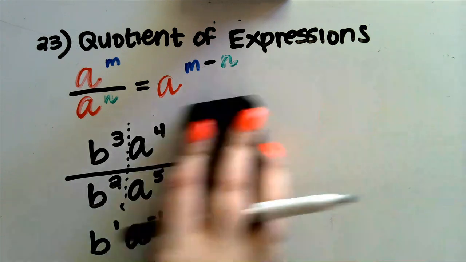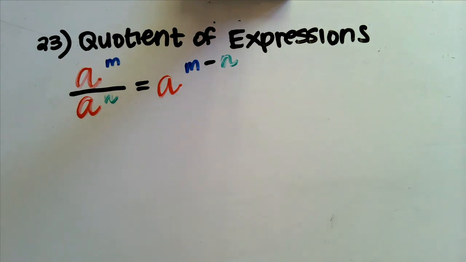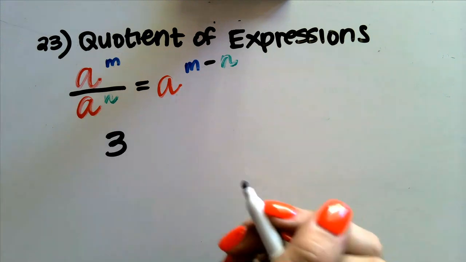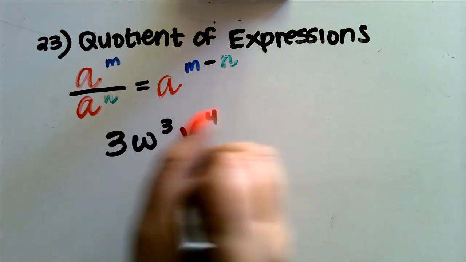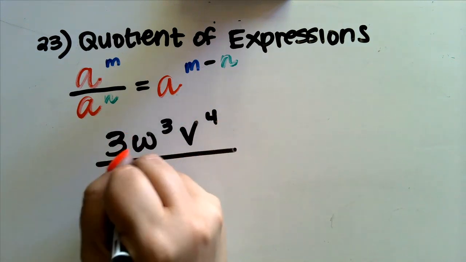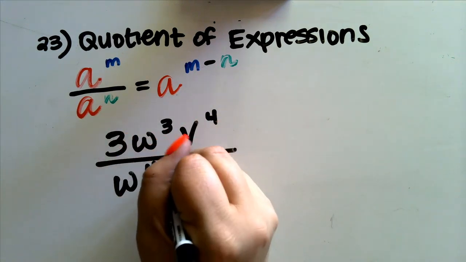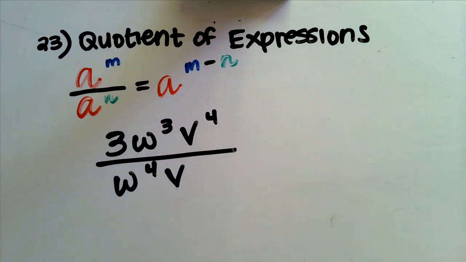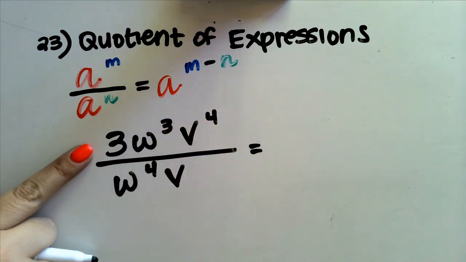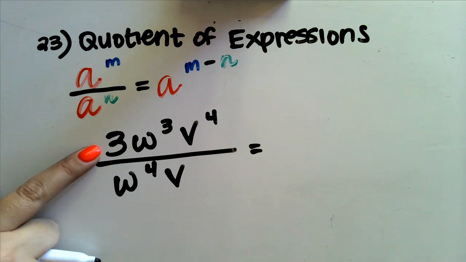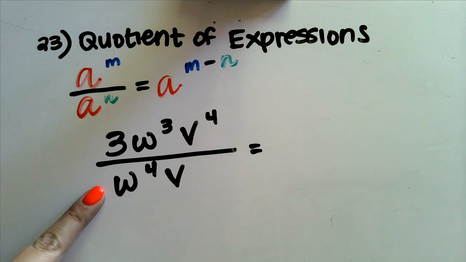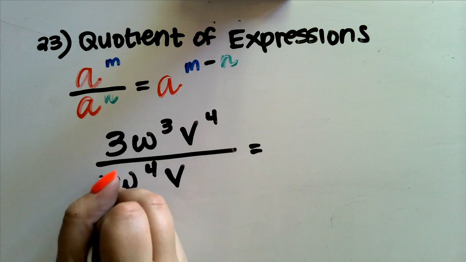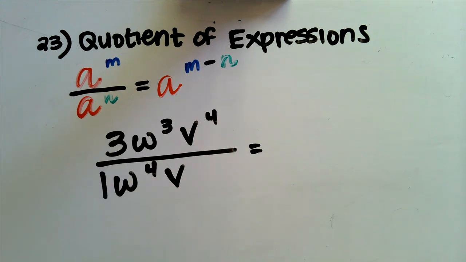Okay, let's go ahead and do one more example. This time, we are going to have 3 w to the third times v to the fourth over w to the fourth times v. So before we even continue, there's a little bit different here because we have this coefficient of 3 sitting in front on our numerator. Now, we know that there's actually a coefficient over here in our denominator. We just, again, don't really write it out with math notation. There's an invisible 1 sitting right in front there, okay?